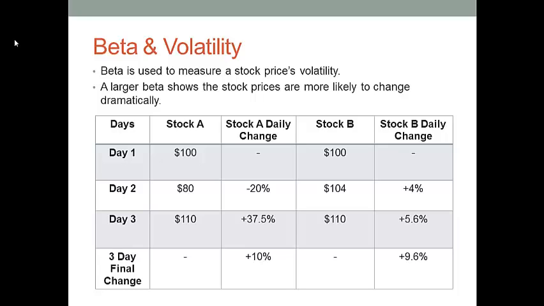Stock B changed more steadily, right? On day 2, stock B increased by 4%. On day 3, it increased by almost 6%. We have to develop something to measure the difference in the stock changes, right? To show stock A changes more dramatically than stock B. We use the beta value to show the volatility of each stock price's changes.